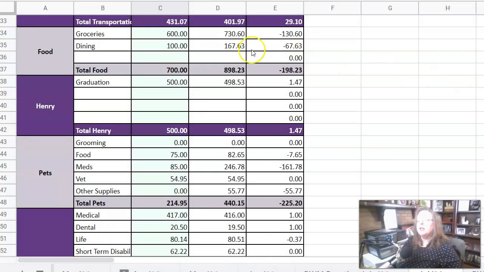Next up is food, and we spent $730 on groceries, $167 on dining, bringing our total to $898. And that was, again, $198 over budget. I did talk about this in our We're Struggling and Here's Why video. So again, if you want to know more about our history with this, feel free to watch that video where I talk about that.